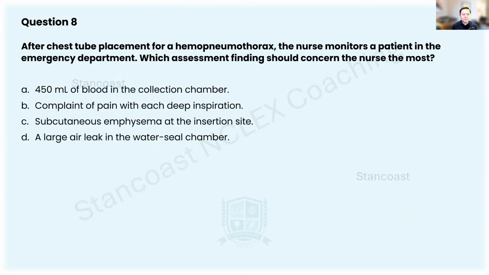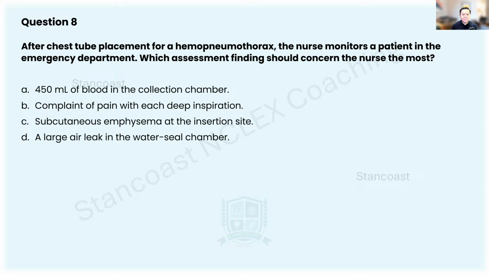Let's move on to number 8. After chest tube placement for a hemopneumothorax, the nurse monitors a patient in the ED. Which assessment finding should concern the nurse the most? Is it A, 450 mL of blood in the collection chamber? B, complaint of pain with each deep inspiration? C, subcutaneous emphysema at the insertion site? Or D, a large air leak in the water seal chamber?